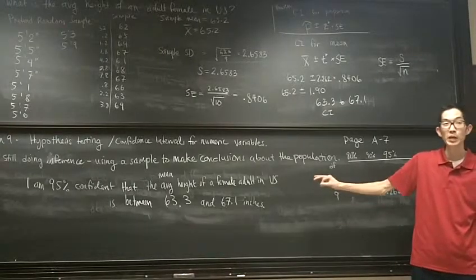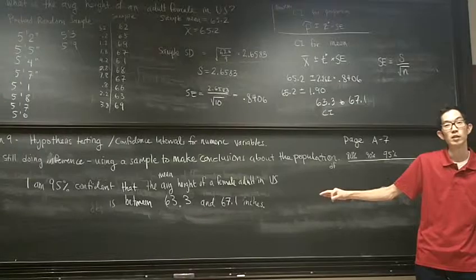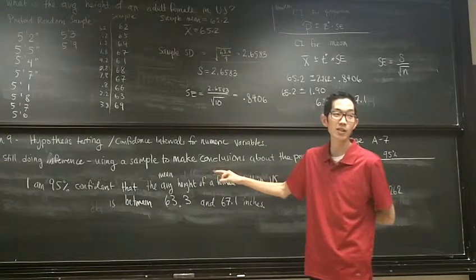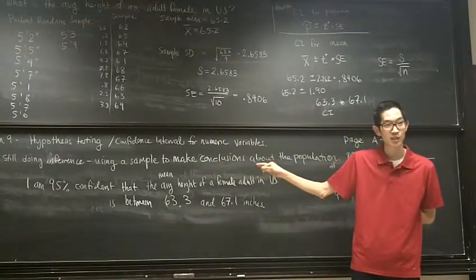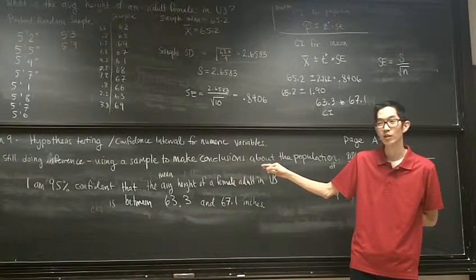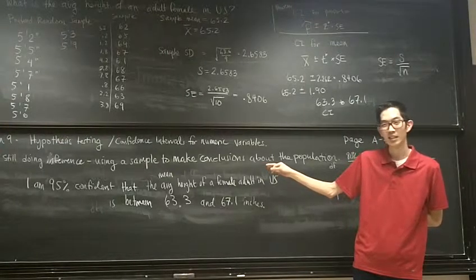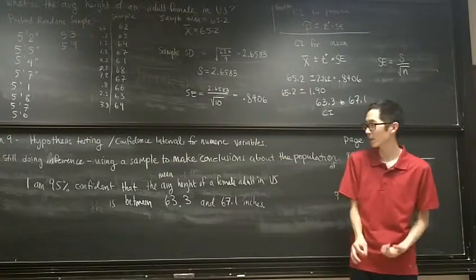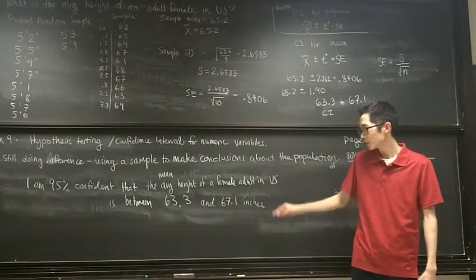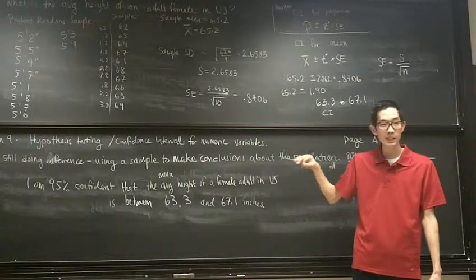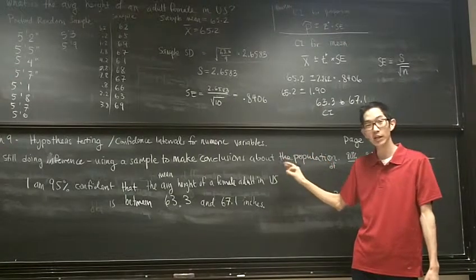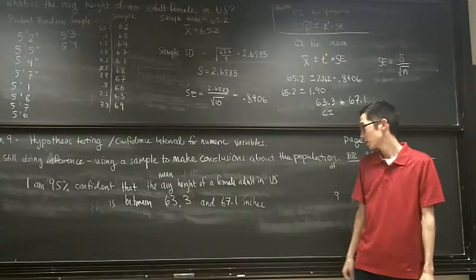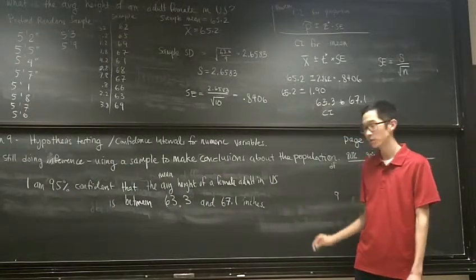So this is a statement about what? About the mean height. And the mean height, we call that a blank of the population. A parameter, right? Proportions only apply to categorical variables, okay? It's not a sample. It's a parameter. So we are making a statement about the parameter, which is the mean height of the population. And we say I'm 95% confident that the mean height of females in the US is between 63.3 and 67.1.